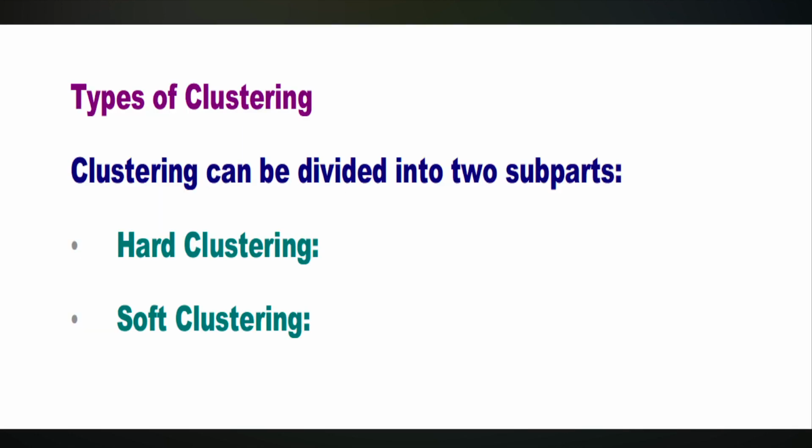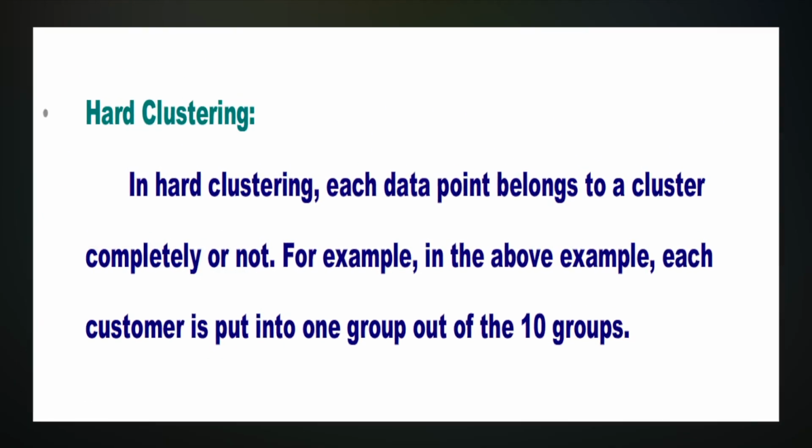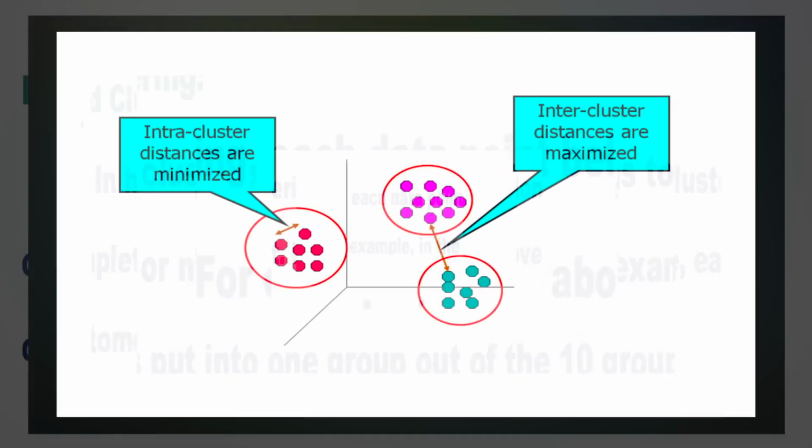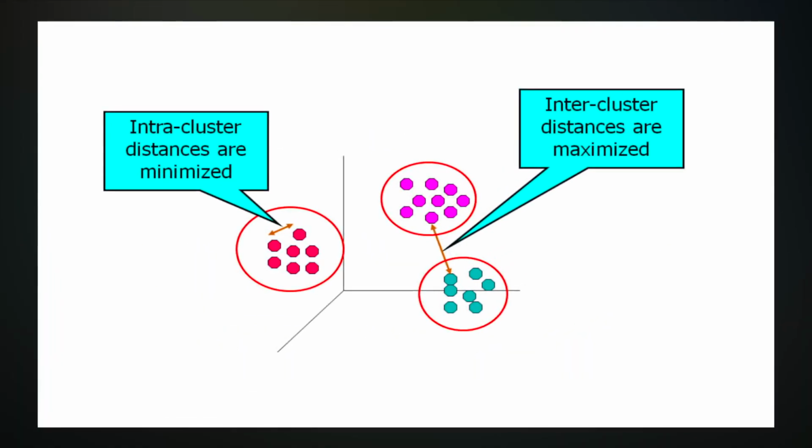Let us look into the types of clustering. First one, the hard clustering. In hard clustering, each data point belongs to a cluster completely or not. For example, in the diagram which you saw, each customer is put into one group out of the 10 groups. In the diagram you saw, each dot belongs to one cluster and does not belong to two clusters. So, it belongs to either one or not.